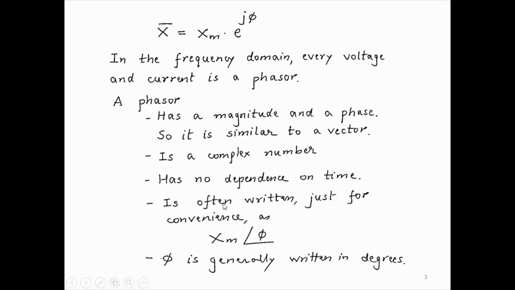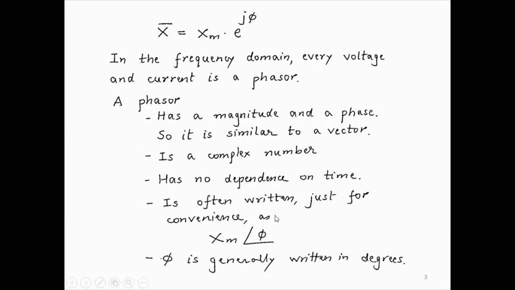Okay, for convenience, this xm e^(j phi) is often written as xm angle phi. This is just a terminology. It is easier to write angle phi than e^(j phi). This basically means this. All right. And generally the convention is phi is written in degrees because it is easier to visualize degrees than radians. All right, theoretically, you could do either, but the convention is to write it in degrees.